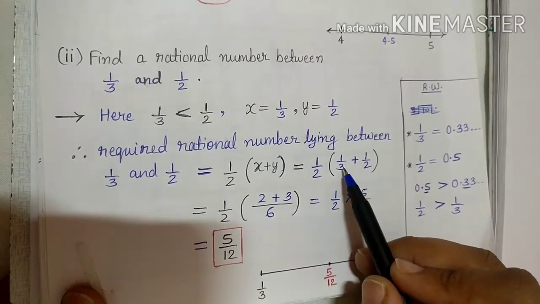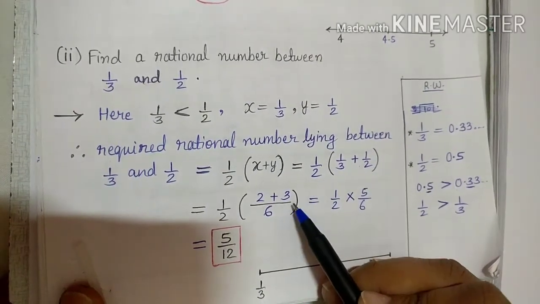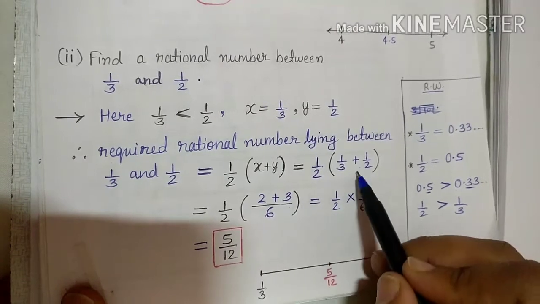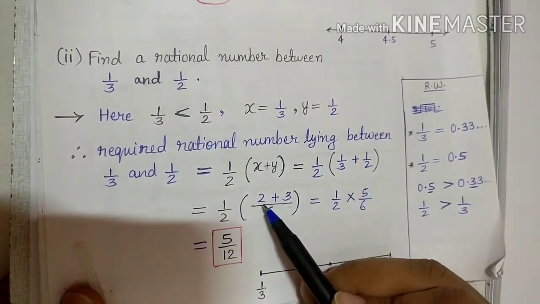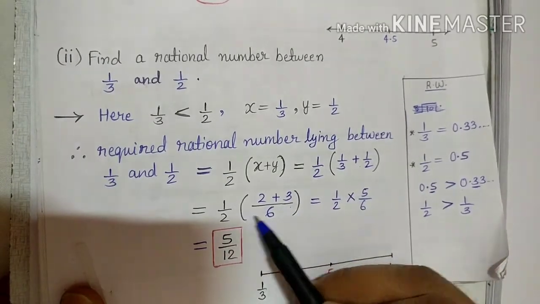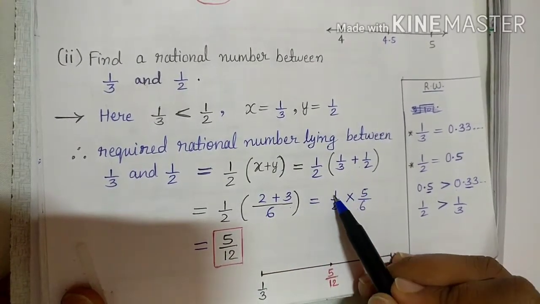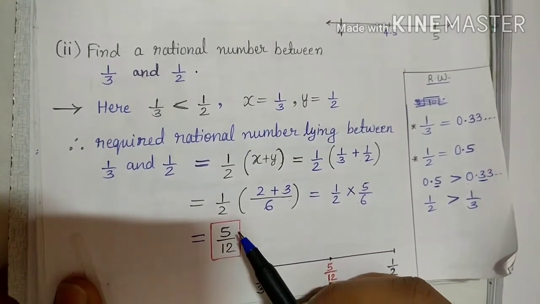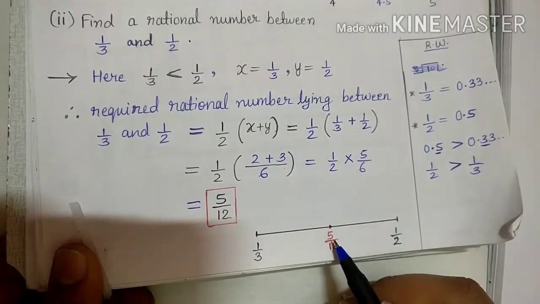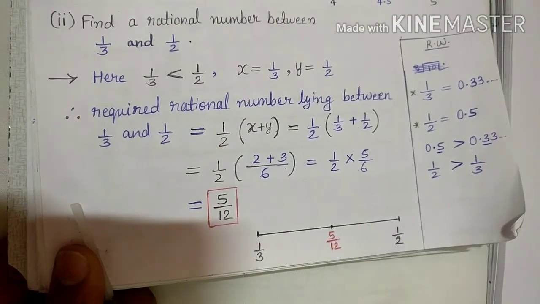Now if we take the LCM of 3 and 2, 3 twos are 6. It is a shortcut method to take LCM. 3 twos are 6. Cross multiplication: 2 into 1, 2, and 3 into 1, 3. So 2 plus 3, 5. So it becomes 1 upon 2 multiplied by 5 upon 6. 5 ones are 5, 2 sixes are 12. So it becomes 5 upon 12. So 5 upon 12 is a number which will come between 1 upon 3 and 1 upon 2.